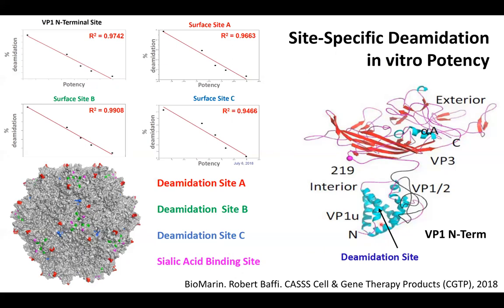And one of the deamidations occurs at the VP1 N-terminal residue sites. And as you know, the VP1 N-terminal has a lipase-like activity and may be important for exporting the gene from the lysosome, endosome into the cytosolic space. So this actually can be very important for the ultimate potency of AAV.